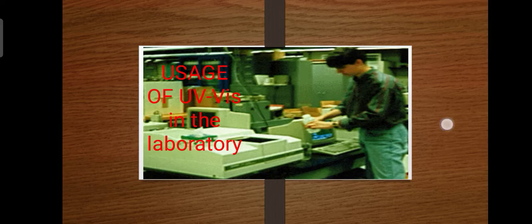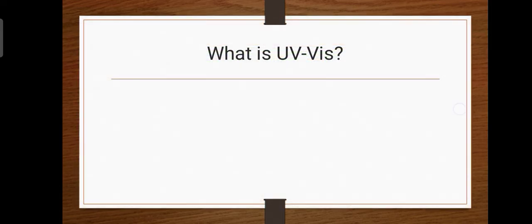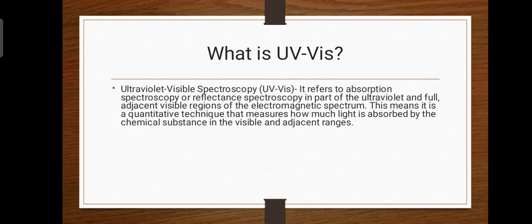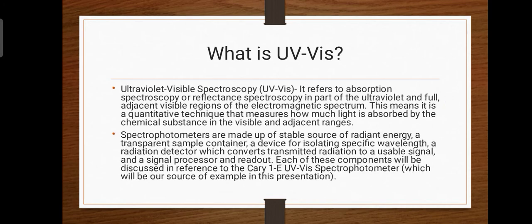So, what is UV-Vis? UV-Vis, or ultraviolet visible spectroscopy, refers to absorption spectroscopy or reflectance spectroscopy in part of the ultraviolet and full adjacent visible regions of the electromagnetic spectrum. This means it is a quantitative technique that measures how much light is absorbed by the chemical substance in the visible and adjacent ranges.